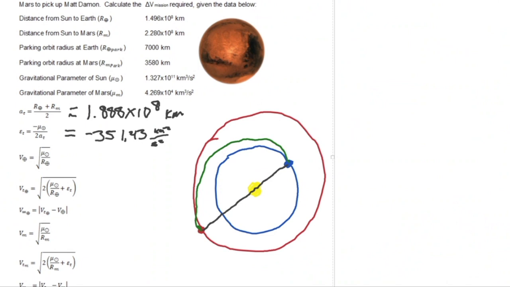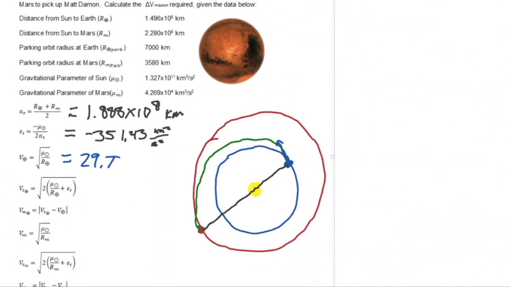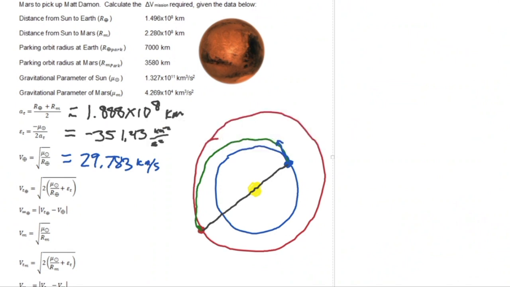All right, now that we have the size and shape of our transfer orbit, we can treat this just like our Hohmann transfer. And to do that, we need to start looking at the velocities. So first thing we need to do is find the velocity that we're currently traveling on in Earth. And we do that with the square root of mu over r, in this case, mu being mu of the sun, and r being the distance from the center of the sun out to Earth. We find that we're traveling at 29.783 kilometers per second. That's pretty darn fast as we move around the sun.